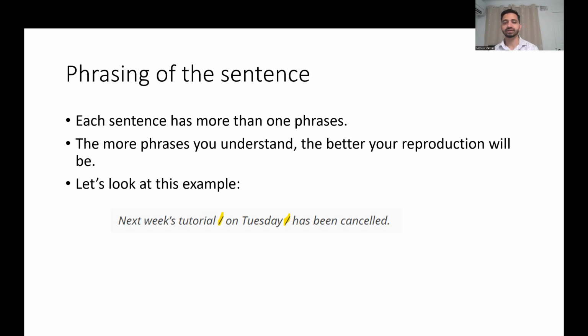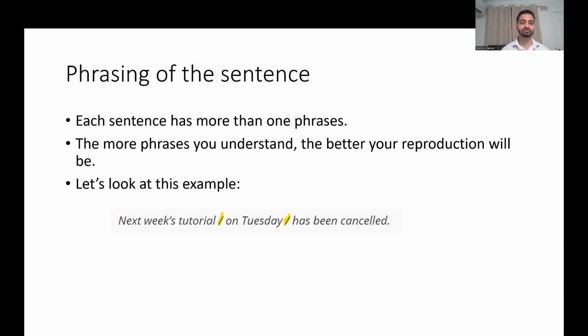You might have 3 phrases in that sentence. And it's important that you get the phrases right. You remember the phrases and you understand what each phrase means. So if you can get the phrases correctly, then you will be able to construct the sentence because you got the phrases. The more phrases you understand, the better your reproduction will be.